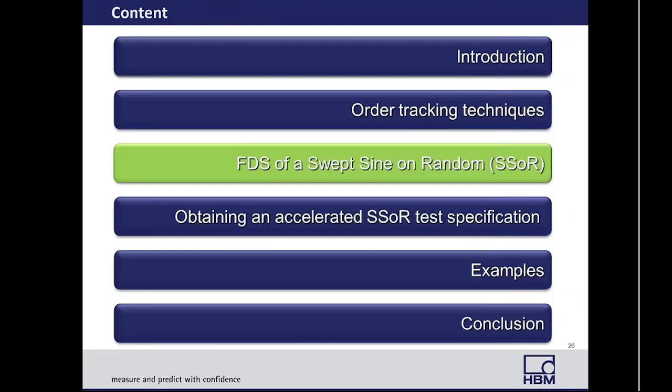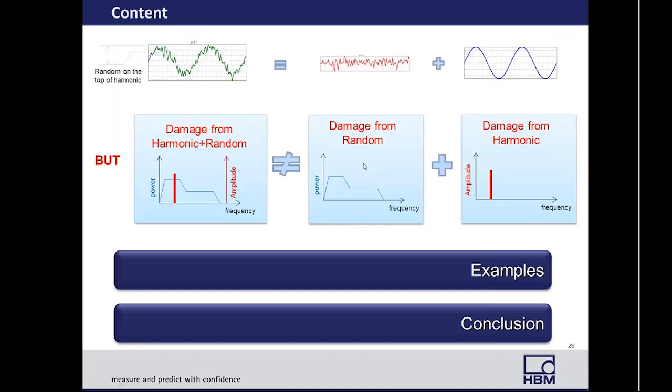Back to the agenda. Now we can see how to go into the fatigue domain when our signal is made of a mixture of swept sine on random, because we have swept sine, which is the order we've just extracted, and we've got the leftover, or the remaining signal, if you like, which can be considered random. So we can build a swept sine on random profile from order extraction. Let's see how we get the FDS of it.